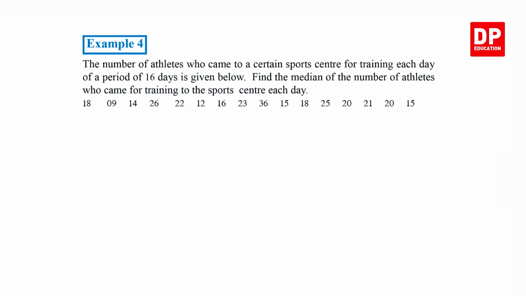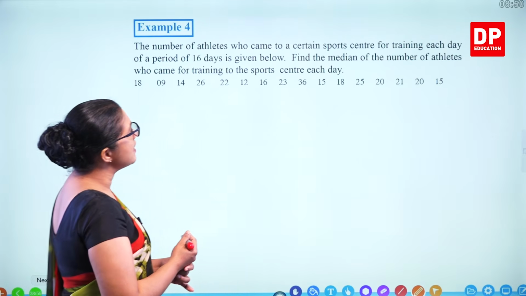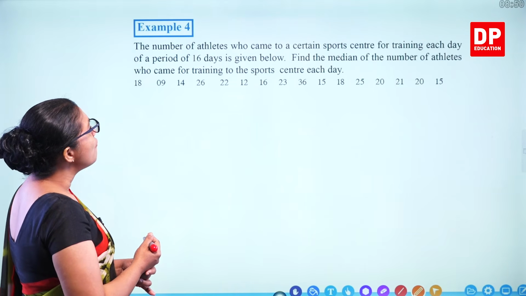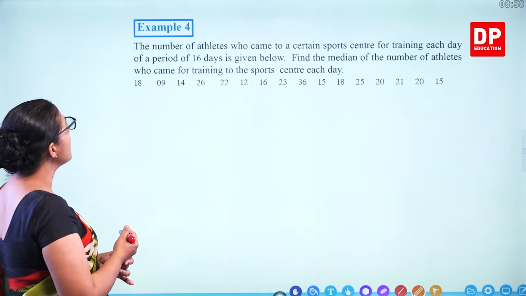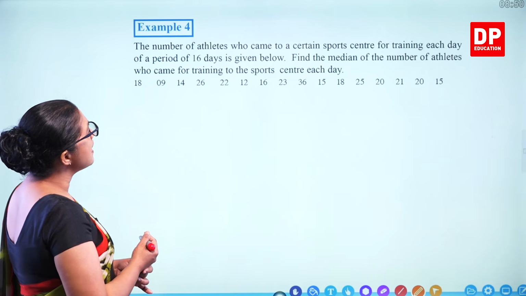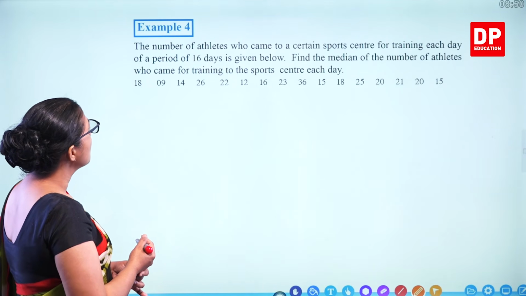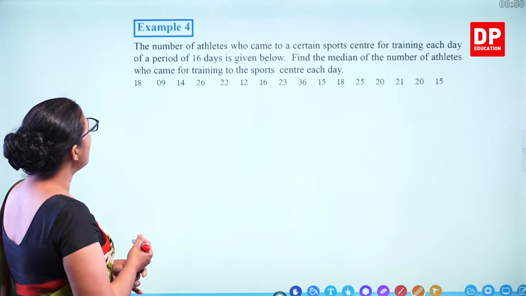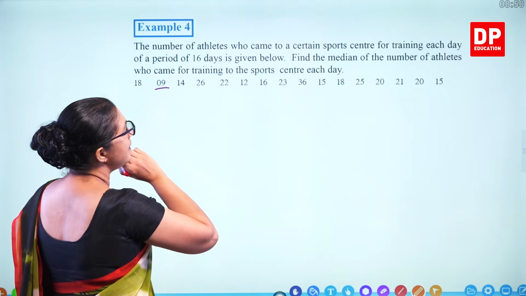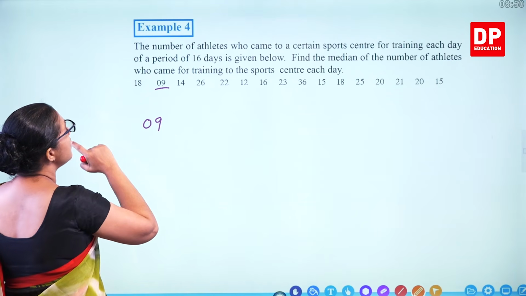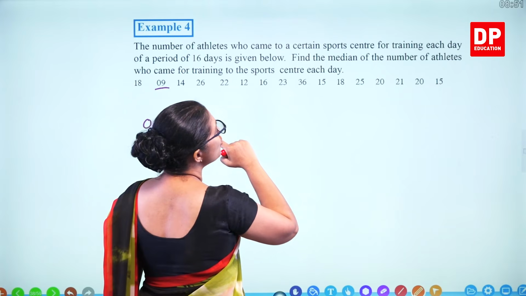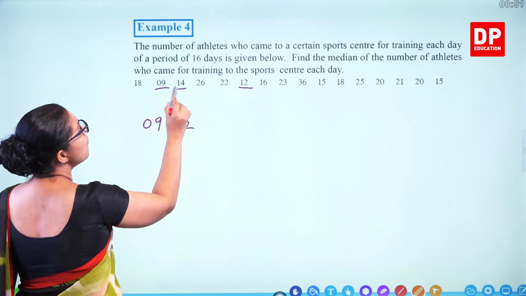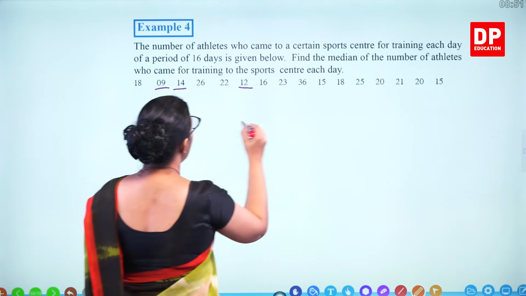Example 4. The number of athletes who came to a certain sports center for training each day of a period of 16 days is given below. Find the median of the number of athletes who came for training to the sports center each day. We find the lowest value here, 9. Arrange this in increasing order. Then I see 12, then 14 once.